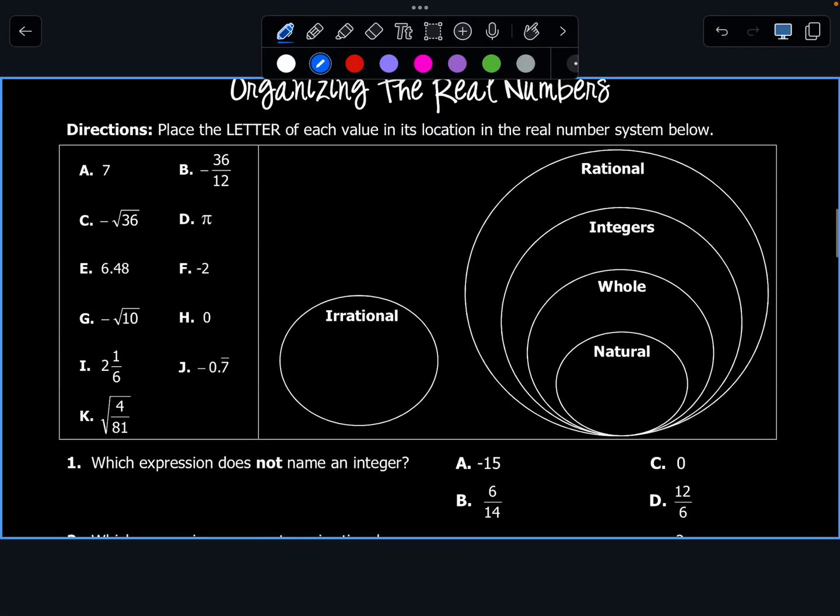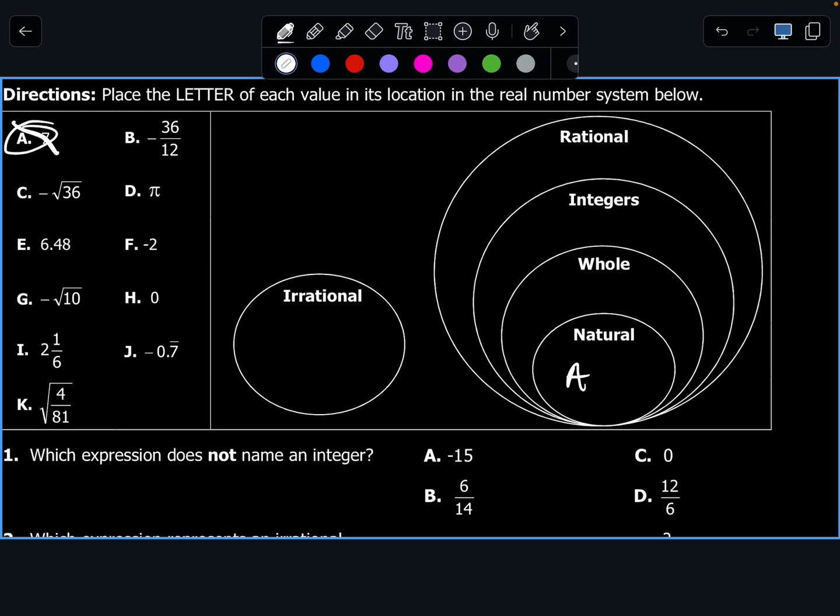All right, so place the letter of each value in its location in the real number system. Now we know if it's in one, then it would be in the others too. We're just going to put it in the initial one it belongs to. Okay, where does 7 go? Natural, good. So I'm going to put A here. Okay, this is your next page in your notes.